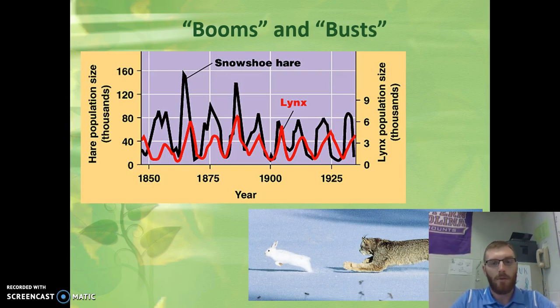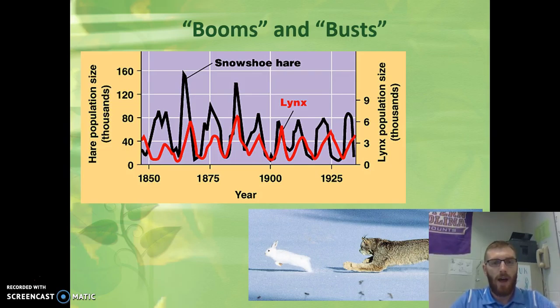A lot of times there are booms and busts in a population, so when resources increase, you tend to have an increase in a certain population, which allows another population to increase based off of the more available food source. One big one here is the snowshoe hare and the lynx. One that we'll talk about is wolves and deer, or predator and prey, when we play our predator-prey game.